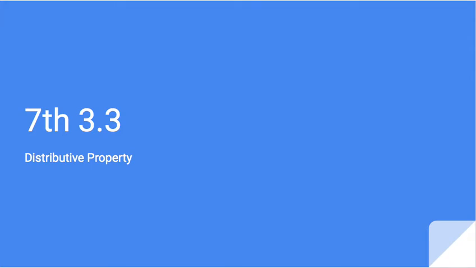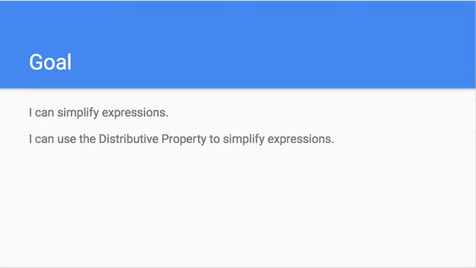So we're looking at 7th grade lesson 3.3, and we're going to be talking about the distributive property. Now we actually have two goals here. I can simplify expressions, and I can use the distributive property to simplify expressions. So we're going to look at how we use the distributive property in problems, and then we are also going to look at how to simplify problems if we're given what the variable equals.